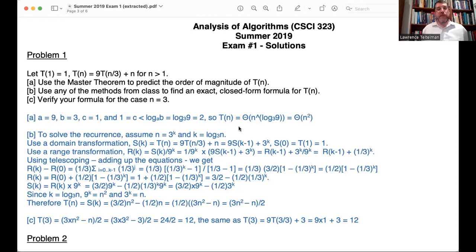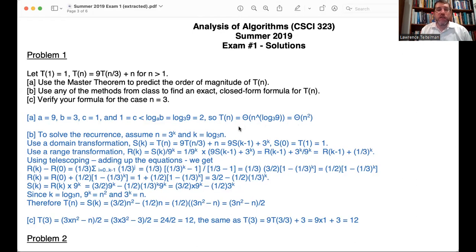All right, so the first thing we do is make an assumption about n. We say n is 3 to the k. Why did we make n equal 3 to the k? Why not 2 to the k? Why not 5 to the k? The answer is because when we divide by 3, we want it to become k minus 1. So if I take n and divide by 3, I get 3 to the k minus 1.